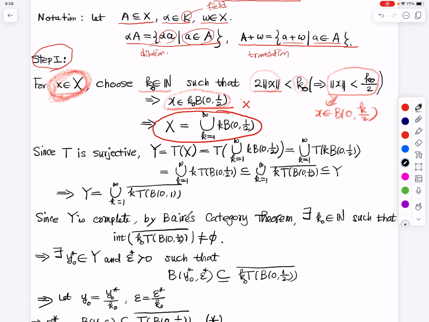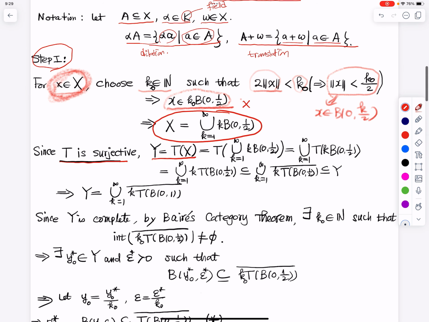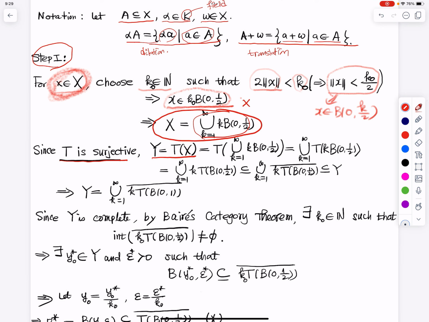Then T is surjective. We assume that T is surjective. Surjective means Y equals T(X), and X is the union of this set. You put it over here, and by the property of the union, that becomes the union over k from 1 to infinity of T(k B(0, 1/2)). And T is linear, so this k can come out, because T is linear.